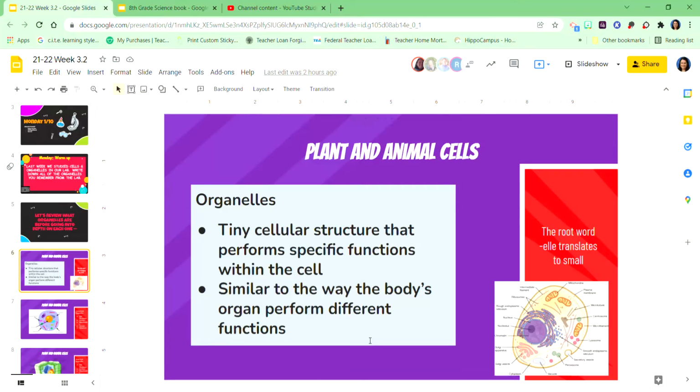Today's video is going to be over plant and animal cells and the different organelles that are inside them. Organelles are tiny cellular structures that perform specific functions within a cell. They are similar to the way the body's organs perform different functions. That's why they're called organelles. Each organ in our body does different things, and they all work together to keep us functioning.